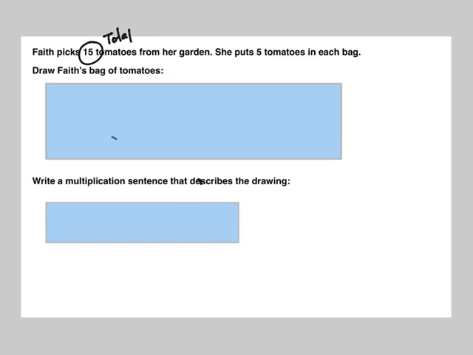She puts 5 tomatoes in each bag. In each bag means in one bag. In each bag represent in one bag. So how many tomatoes she puts in one bag or each bag? 5 tomatoes, right? So 5 here is the size of one group or each group. Now let us draw Faith's bag of tomatoes. So now I know the total number of tomatoes is 15 and the size of one group is 5.